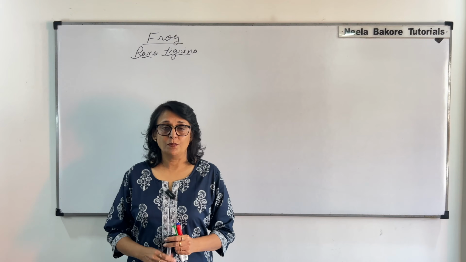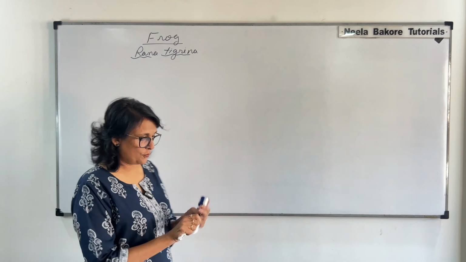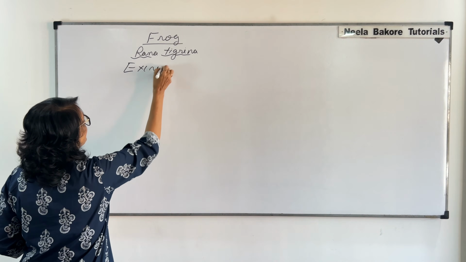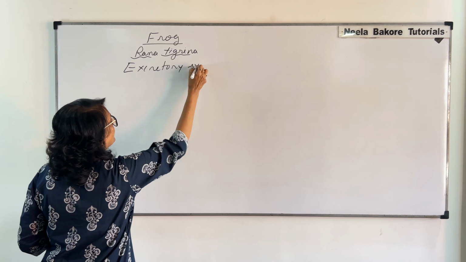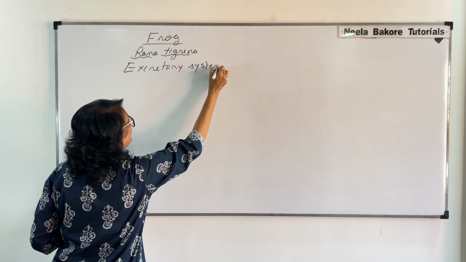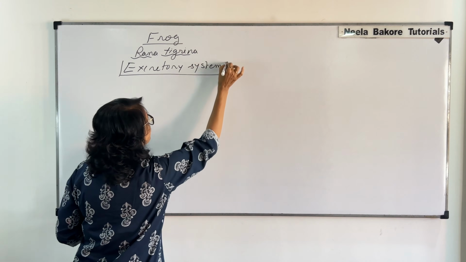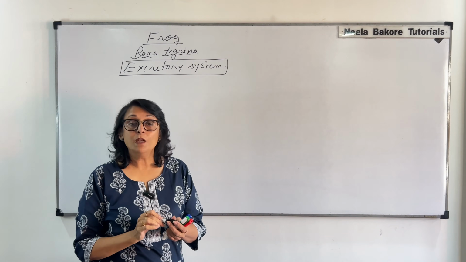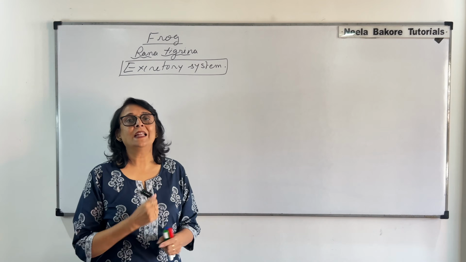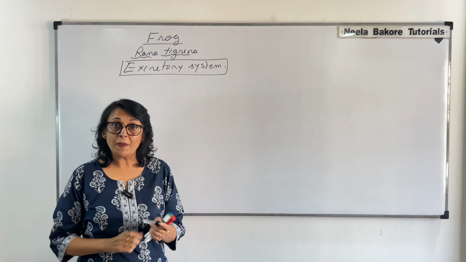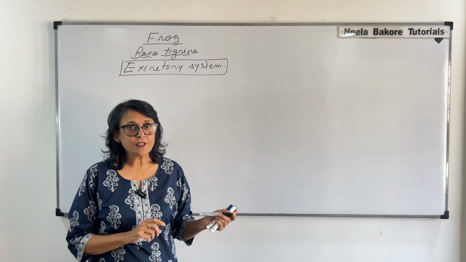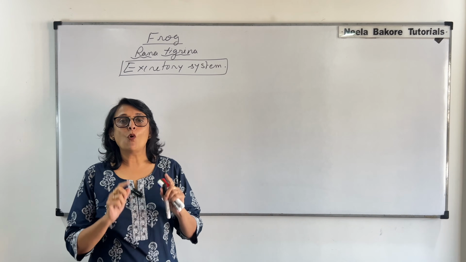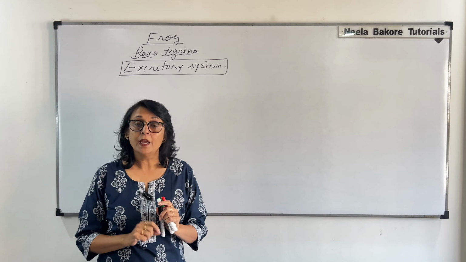The next system of frog that we are going to talk about is the excretory system. Excretory system, we will first discuss the general things because in males and females there is a slight difference. In case of females, the excretory system, that is urinary system, and reproductive system open separately into cloaca.